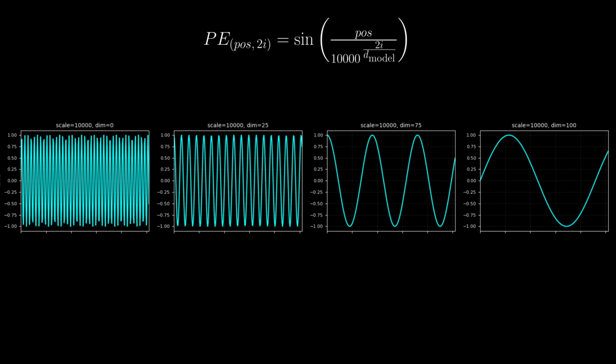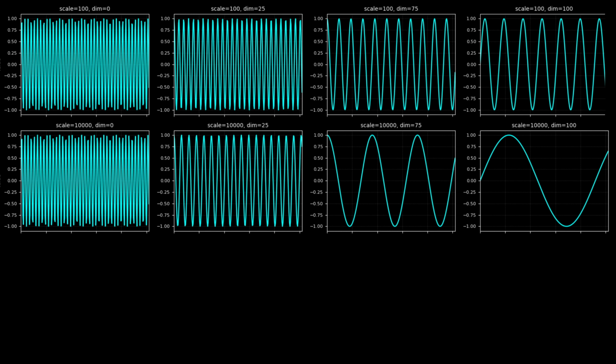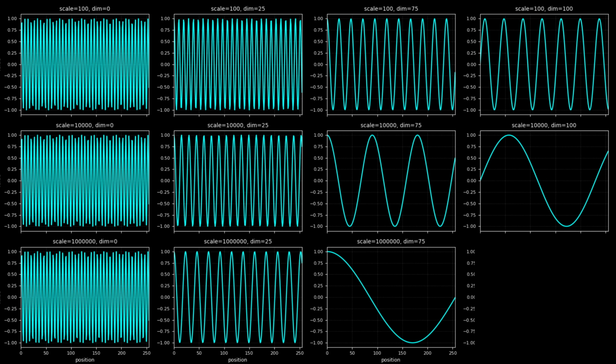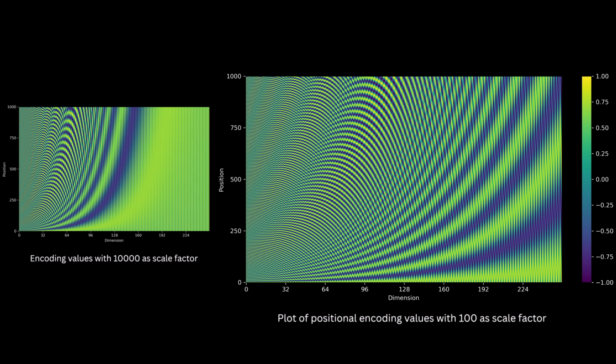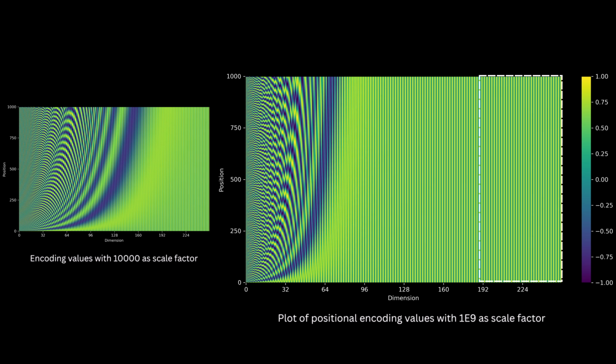Once we change the scale factor to a very small value, say 100, we are basically increasing the oscillation frequency of all dimensions. On the other hand, when we increase the scale factor to a really high value, the frequencies become much lower. This change is also visualizable in the plots. With 100 as the scale factor, even the later dimensions have high oscillation frequency, causing values to be distinct for even positions that are not that far apart. With a really large scale factor, because of the oscillation frequencies of the dimensions reducing, a lot of dimensions almost have the same values for all positions from 0 to 1000.